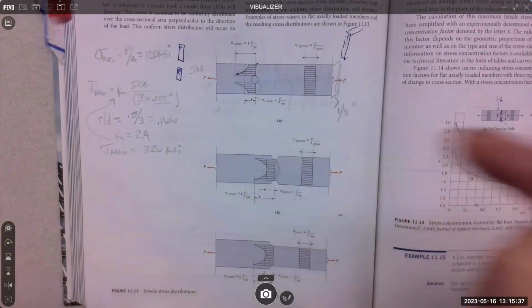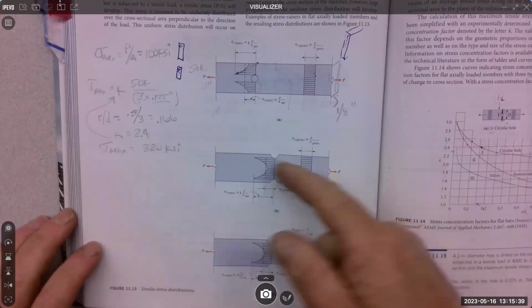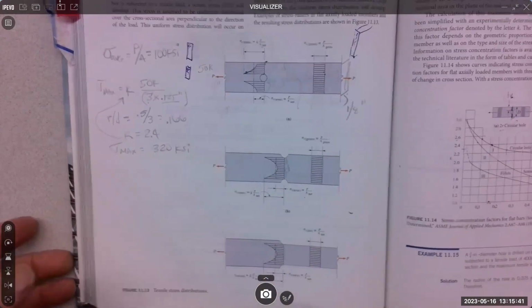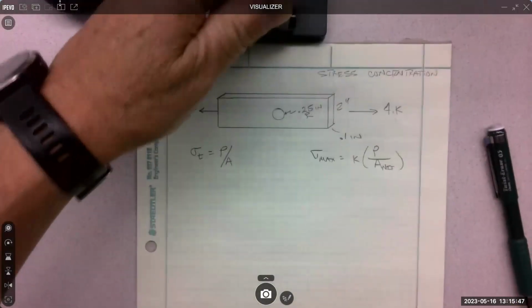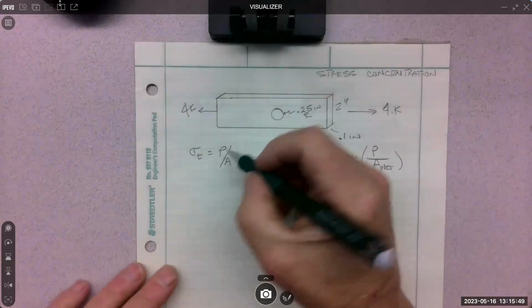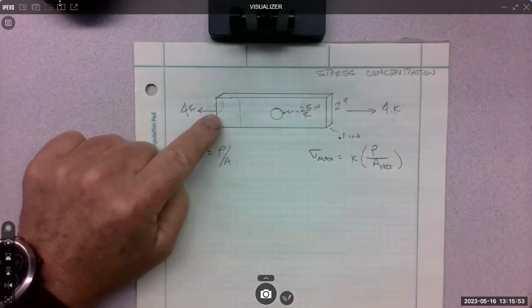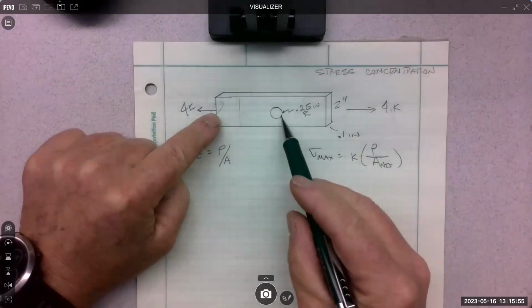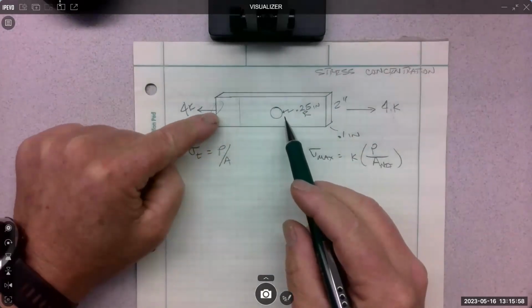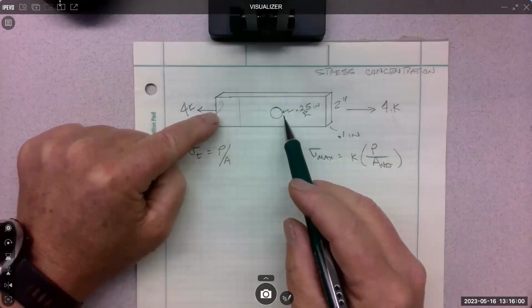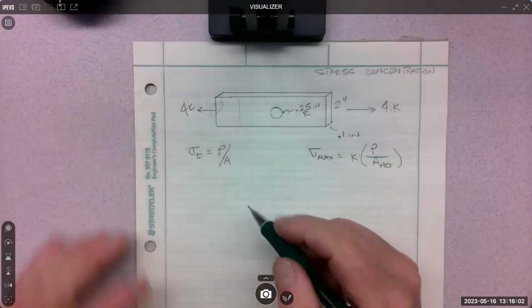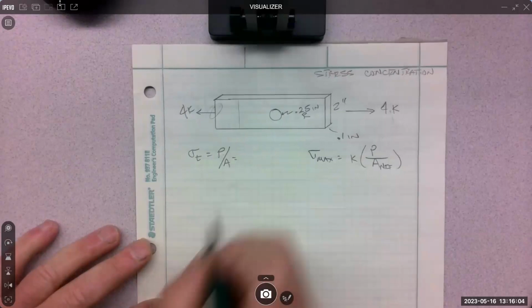So we'll do these two. And this one, you'll kind of get the drift of how it works. You'll be able to do this one too. But the hole is pretty common. And just to review a little, P over A is average stress. It's away from where the load's applied, and it's away from any deformity or any alteration to the cross section. So P over A is the same thing we've always done.